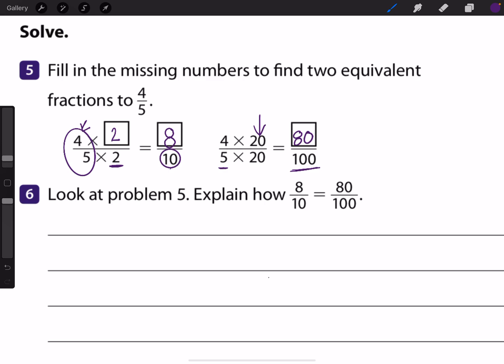Look at problem 5. Explain how 8 tenths is equal to 80 100ths, and you need to explain that thinking. How is this equal to this? I know that's a little tricky, but you guys can do it.